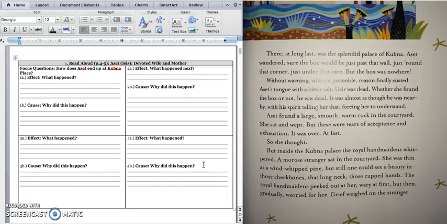And you should be thinking, well, why didn't they find the box? And if we go to the next paragraph, that's because Aset realized that Usser was dead. Underline the sentence, Usser was dead. And you're going to write that in box 4B. Press pause to write down your answer and play when you're ready for the paragraph.